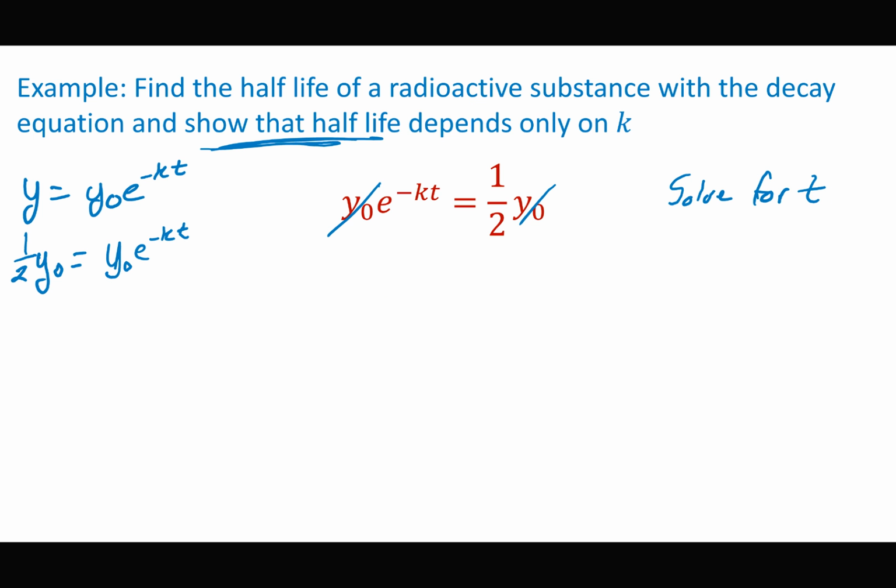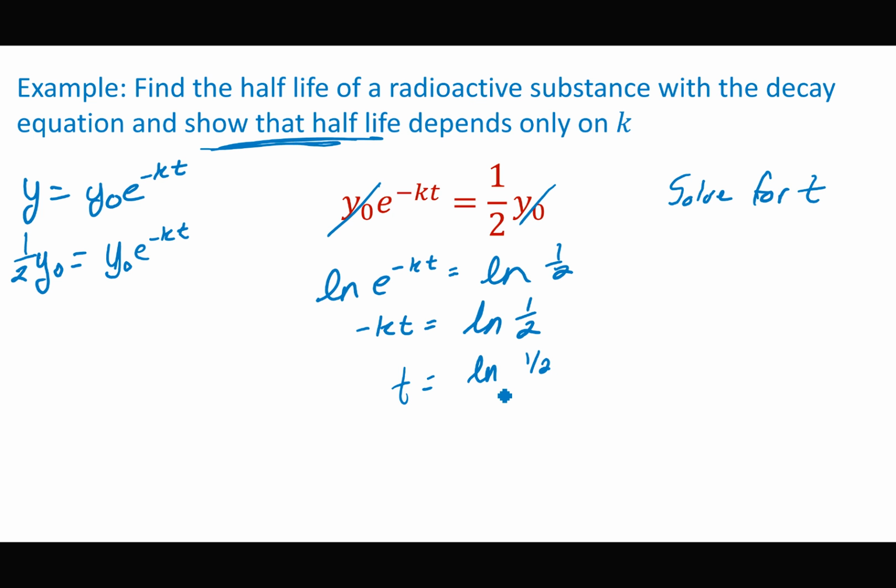If I wanted to solve for t, I have e to the negative kt equals 1/2. I'm trying to get that t down. So if I take the natural log of both sides, then the negative kt comes down, and I have it equaling natural log of 1/2. Solving for t, t is equal to natural log of 1/2 divided by negative k.